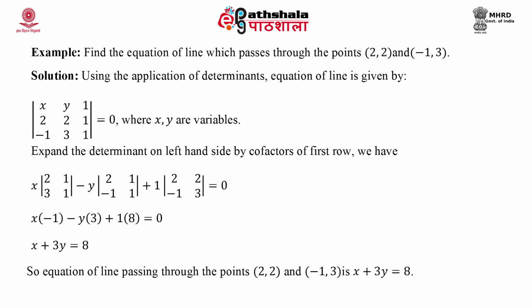Using the application of determinants, the equation of the line is given by this expression, the determinant of this matrix, where x and y are variables. Expanding the determinant, we obtain x + 3y = 8. This is the equation of the line which passes through the points (2, 2) and (-1, 3). You can verify this. So the equation of the line passing through the points (2, 2) and (-1, 3) is x + 3y = 8.